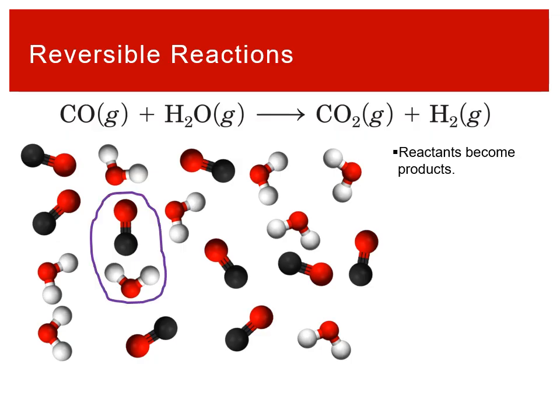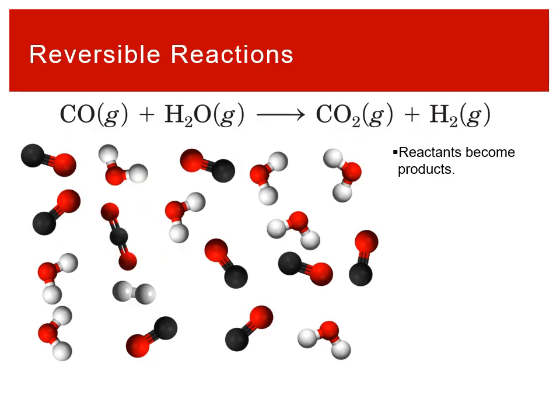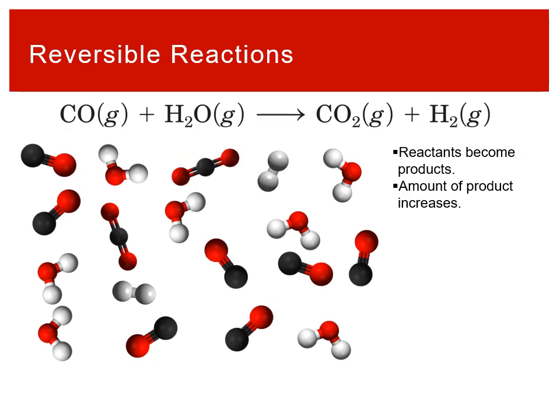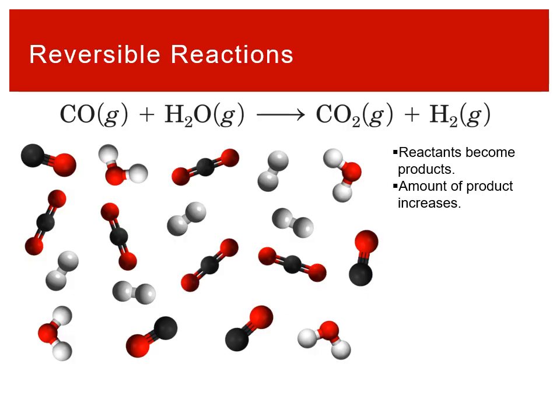So they're going to start reacting. This is my reactant pair becoming products. I get CO2 and H2. And this just continues, and I get more and more product. And eventually I get what I would call my reaction mixture. That's a combination of product and reactants.